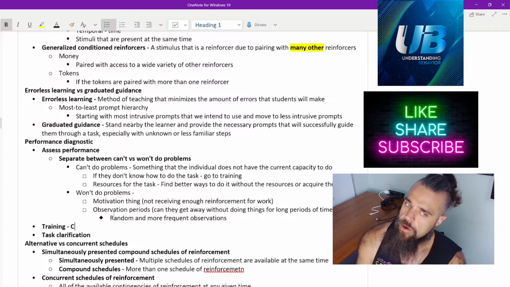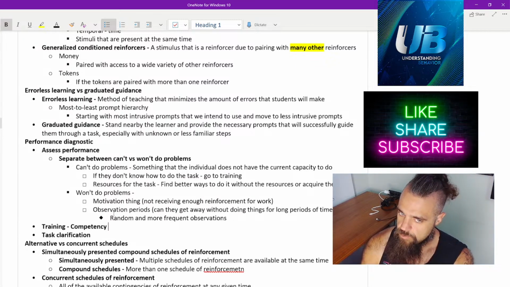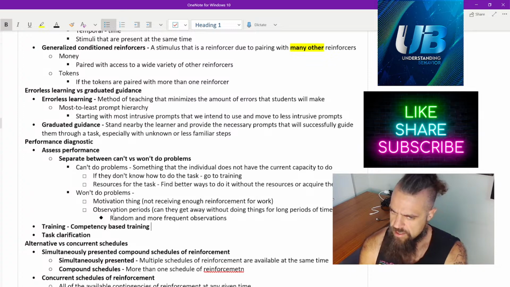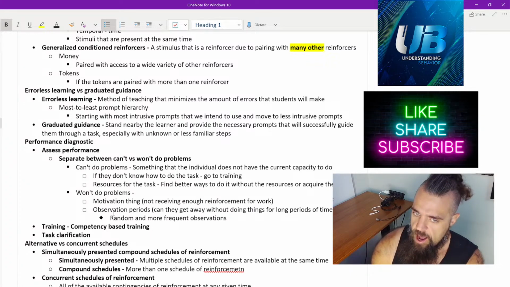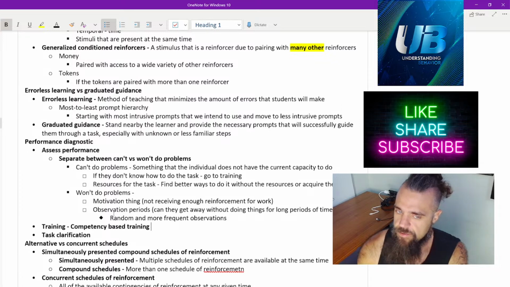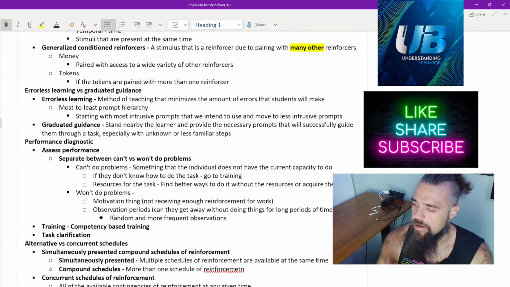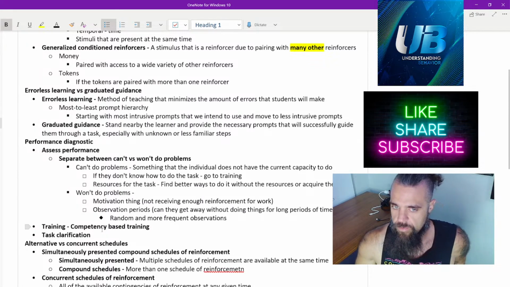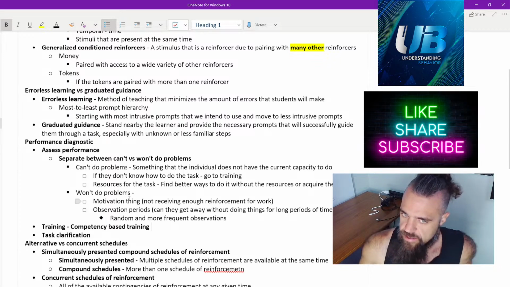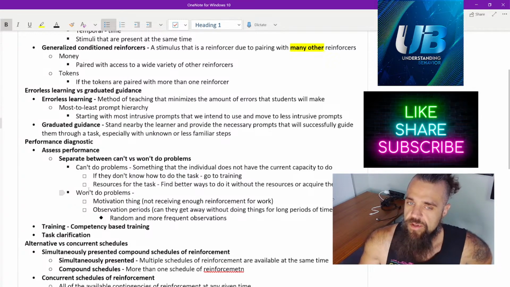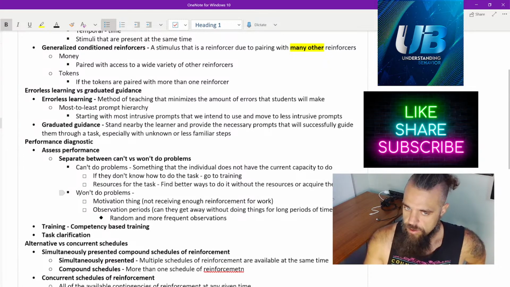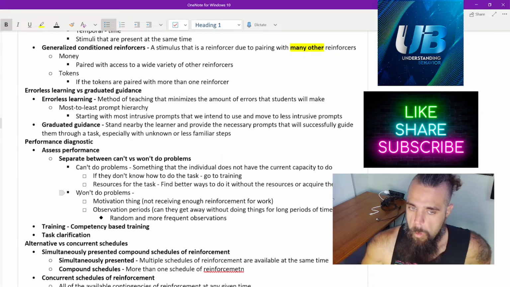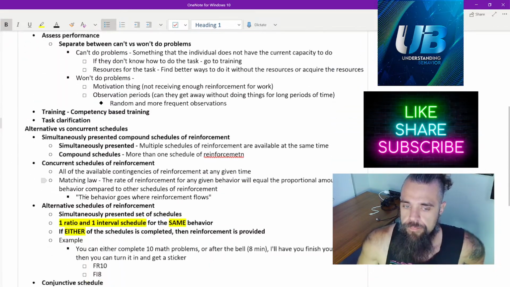Whenever we're doing training, we'll go to competency-based training. I believe that's something we covered last week or maybe 2 weeks ago. Another term for that is behavioral skills training, and it's kind of the gold standard for any kind of training for verbal individuals. Yeah, we had task clarification in here as well. That might be a mix of a can't-do or won't-do problem, but analyzing what you're doing and how that impacts your supervisee's behavior is absolutely huge for this. Cool.